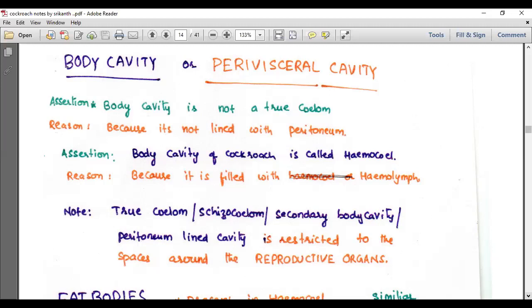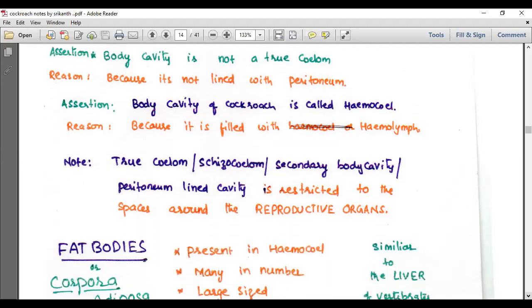Blood of cockroach is called hemolymph. Why? Because it is white in color, because there is no hemoglobin in the blood. We'll discuss this. So the true coelom, schizocoelom, as I said to you, these kind of words will come in a separate chapter. We have that coelom.